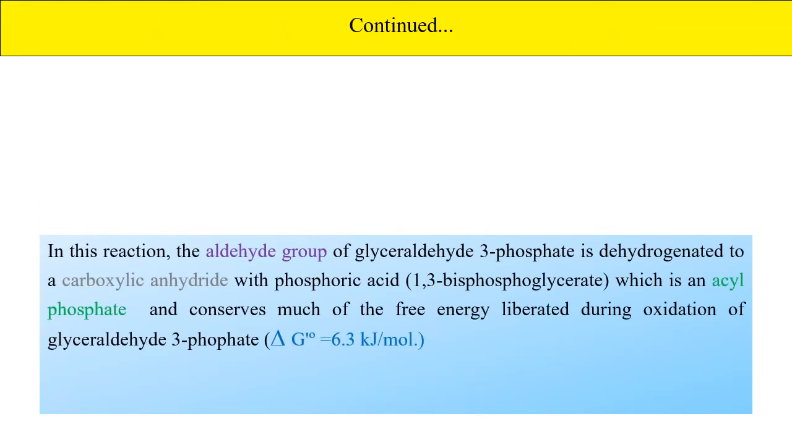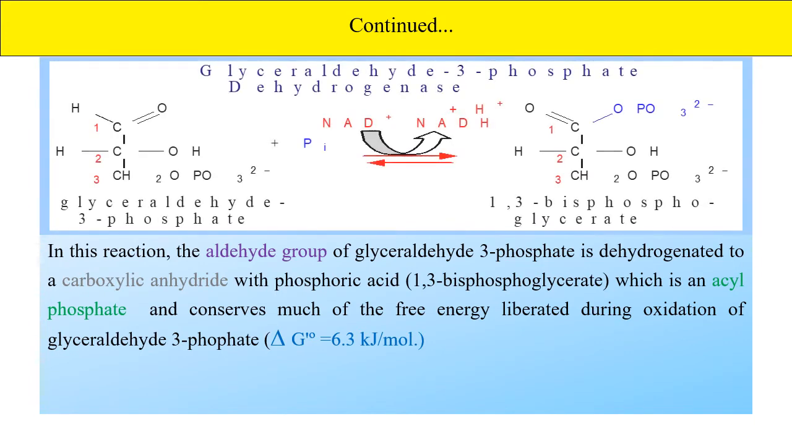In this complex and reversible reaction, the aldehyde group of glyceraldehyde 3-phosphate is dehydrogenated to a carboxylic anhydride with phosphoric acid, which is an acyl phosphate and has a very high standard free energy of hydrolysis and conserves much of the free energy which is liberated during oxidation of glyceraldehyde 3-phosphate. The value of the standard free energy change is 6.3 kJ per mole.